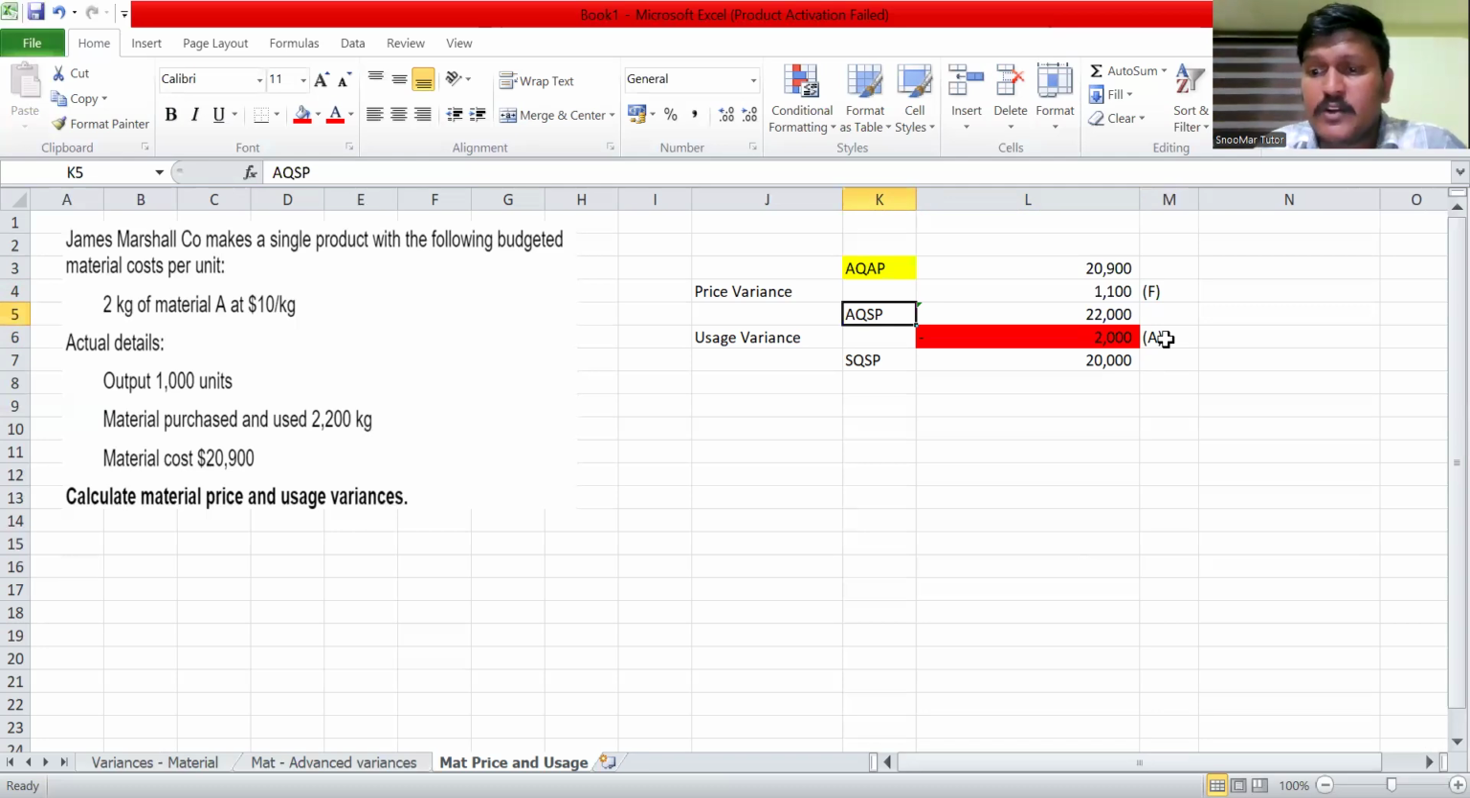Okay, now coming to the usage, you are looking at how much. I was expecting to use only 5 kg, but if you use more than that, it becomes adverse. So in this particular case, for 1,000 units, you're looking at 20,000 kg only to be used on a standard usage basis, but you actually use 22,000 in total. So that is the difference over here, which is giving you an adverse variance.